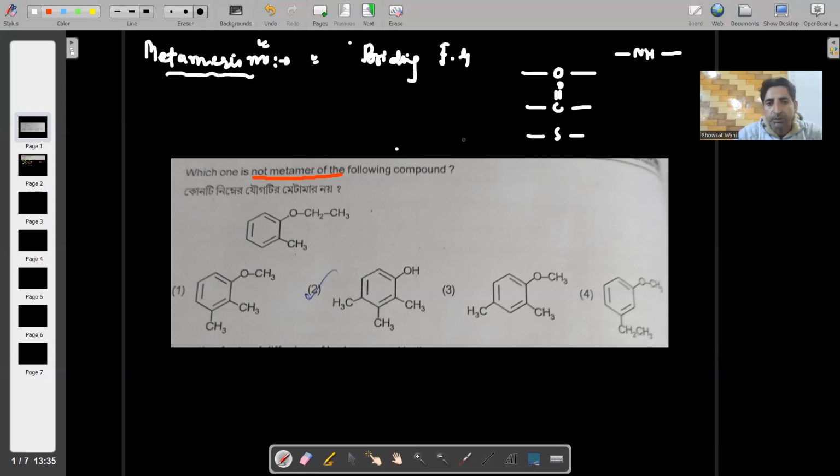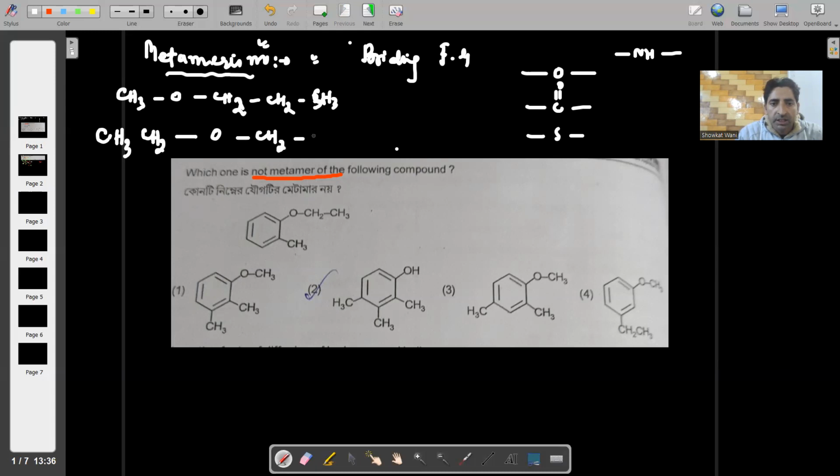Now let's take an example of this metamerism. So for example, I have this type of compound, CH3, O, CH2, CH2, CH3. So this is one example I have taken over here, and I'll take its isomer. So the isomer I can write like this: CH3, CH2, single bond O, then CH2, CH3. Now let us try to understand, are they metamers or not. See over here, how many carbon atoms do we have? 1, 2, 3 and 4 carbon atoms.